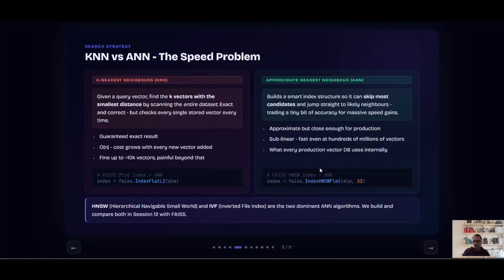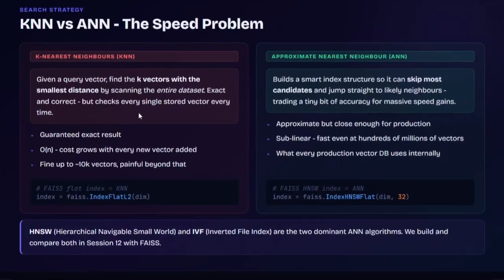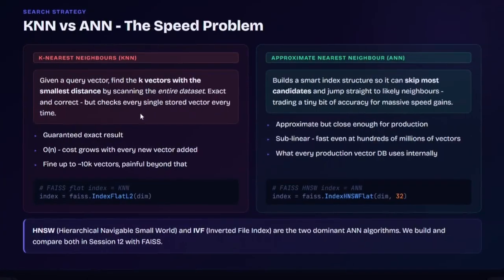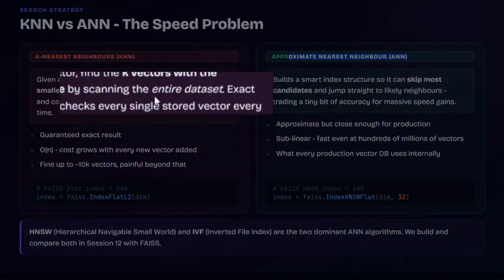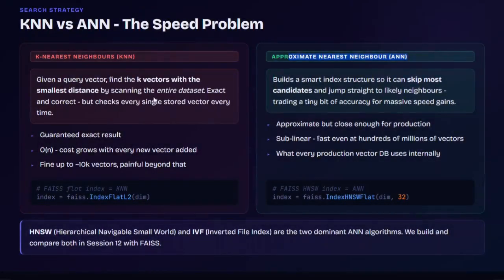A question again comes to my mind. Okay, we find the nearest vectors in the vector database using the similarity search, but how do we find them? There are two search strategies and we will cover them in detail in the next session. One is k nearest neighbors, another is approximate nearest neighbor. In k nearest neighbor, given a query vector, we find the k vectors with the smallest distance by scanning the entire data set. The key point is we scan the entire data set, so we get exact and accurate results, but the check is performed against each of the stored vectors every time. So the problem here is the cost grows with every new vector added. It can be done up to 10,000 vectors, but is painful beyond that.